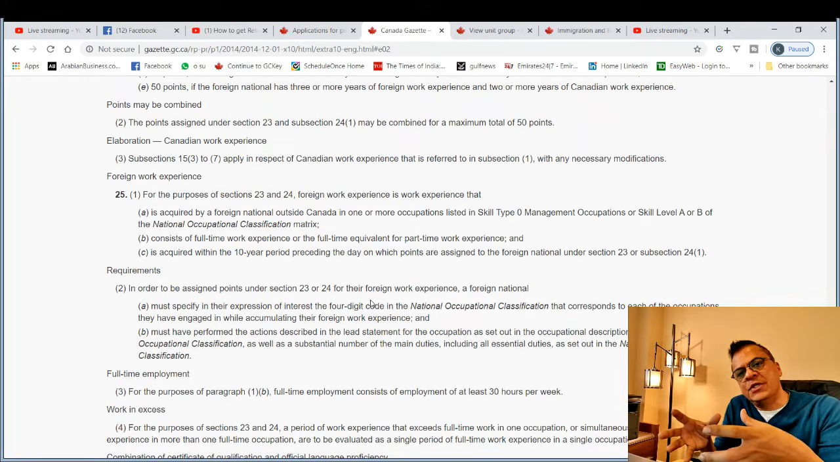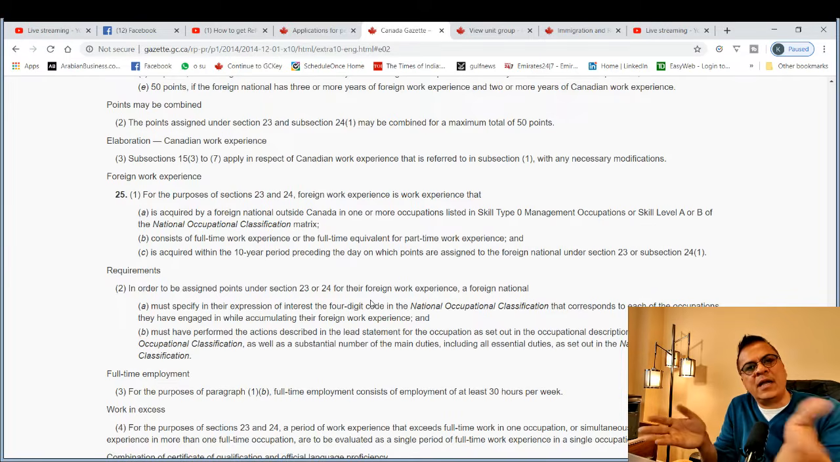A lot of people get confused: I have completed 1,560 hours in 10 months, can I claim 1 year? No, you cannot, because it tells you very clearly in the ministerial instructions that any excess work you have done over 30 hours per week will not be considered. So 30 hours per week for 52 weeks makes 1,560, which you need to do. Okay, now coming back to the point that you're talking about.